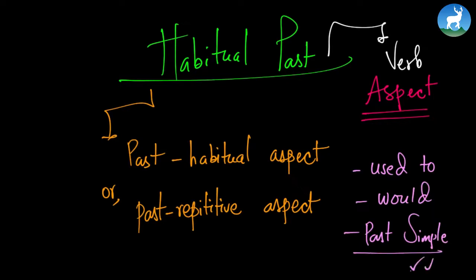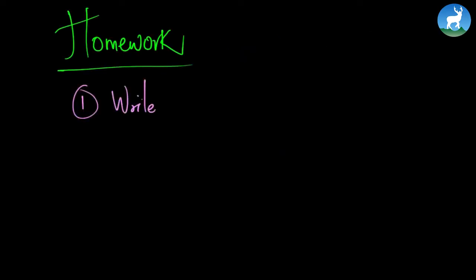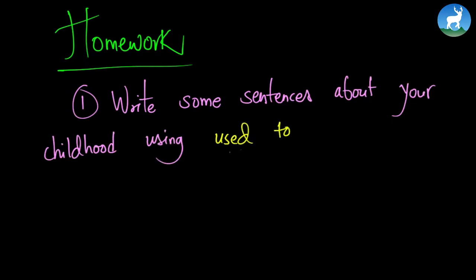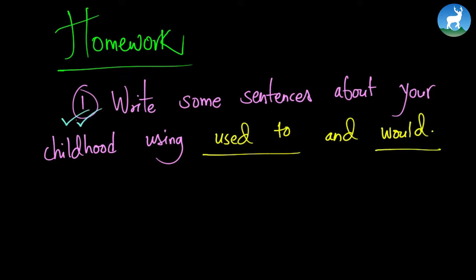This is the summary of today's class. Now let me give you some homework. Your homework would be this: write some sentences about your childhood using used to and would. Can you do this? So this is your homework, pretty easy. All you have to do is write some sentences about your childhood using used to and would. And also you can use the past simple tense.